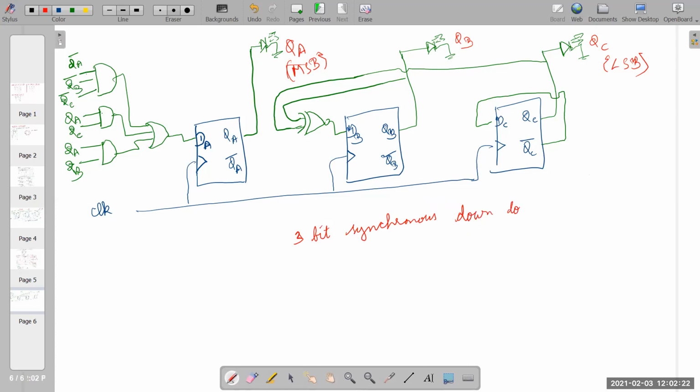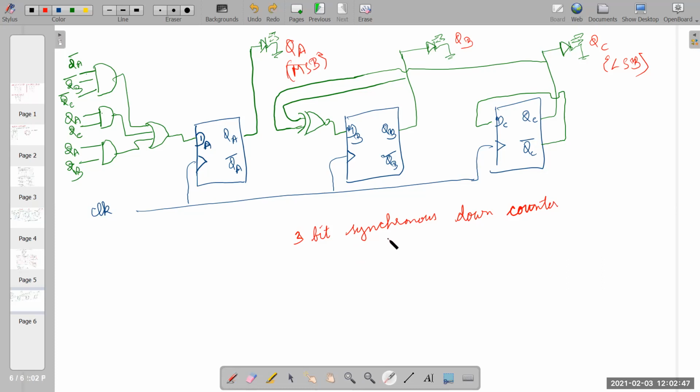Why is it called synchronous? Dependent, because it is dependent on clock, sir. No, no, the perfect answer is all three are connected to the same clock. Yes, all three will be triggered by the same clock pulse, not independently. This clock pulse will trigger all the three flip-flops at the same time. That is why they are called synchronous.